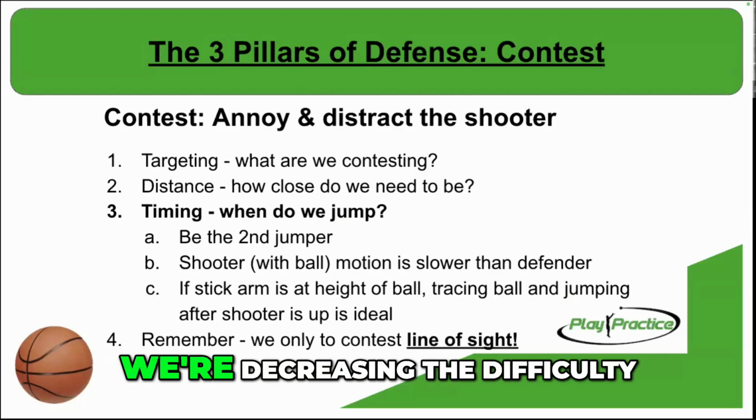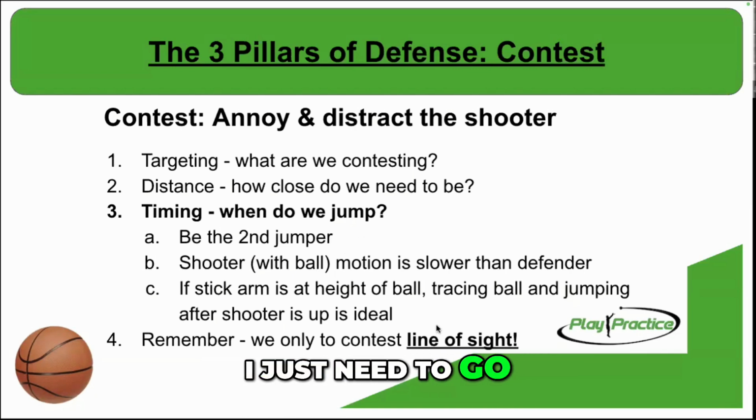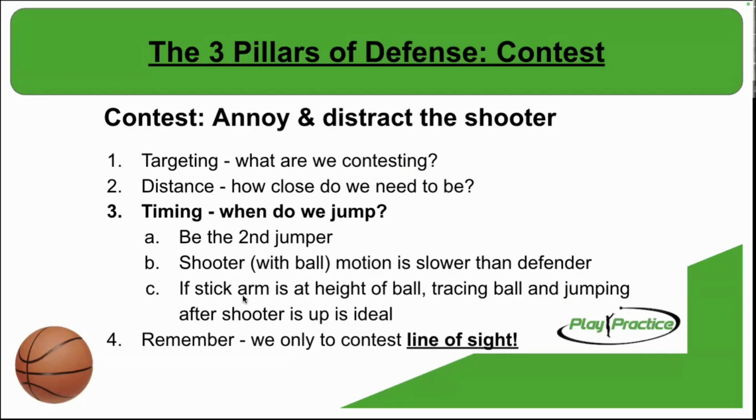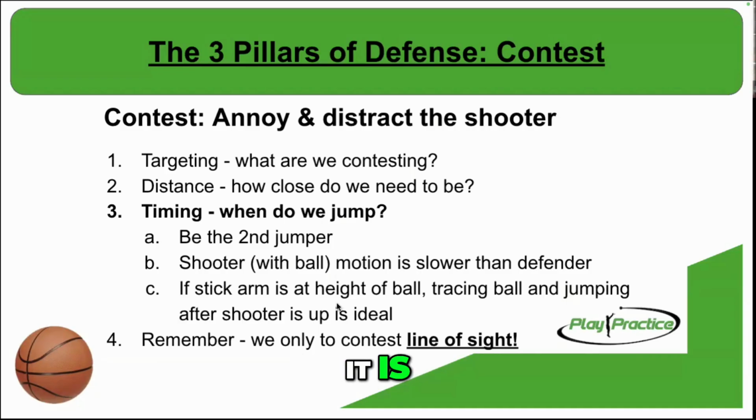Again, we're decreasing the difficulty here by just trying to reach their line of sight, which is pretty easy, right? I don't have to go for the ball. I don't have to block the ball. I just need to get my hand in their line of sight at the time they're about to release it, and I have an impact on the shot enough to make that worthwhile. And back to the stick arm, we're trying to track the height of the ball, tracing it wherever it is. When they go up, we go up, and our jump is able to reach their line of sight, probably underneath the ball by 8 to 10 to 12 inches. Because we're not trying to block the ball, we can find their line of sight and have an impact on it.